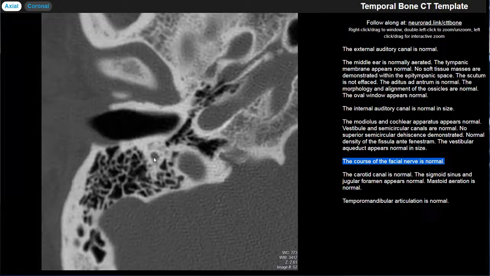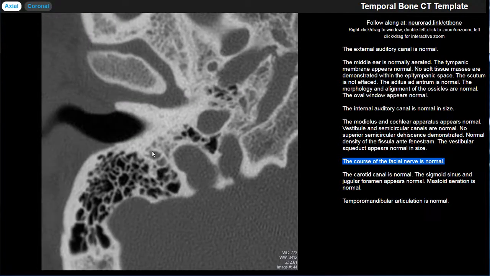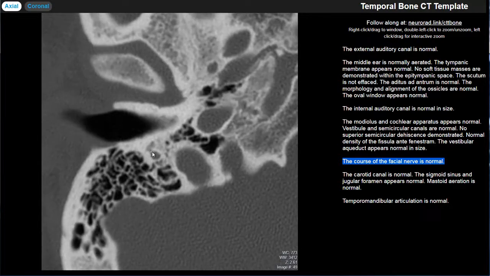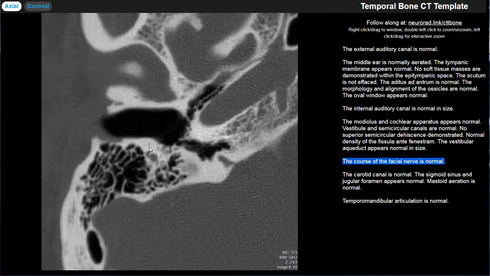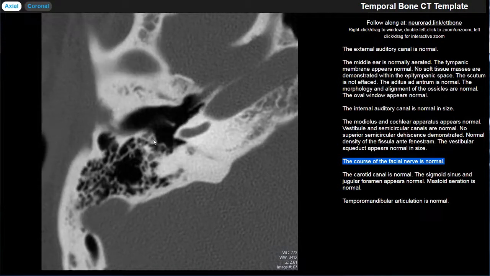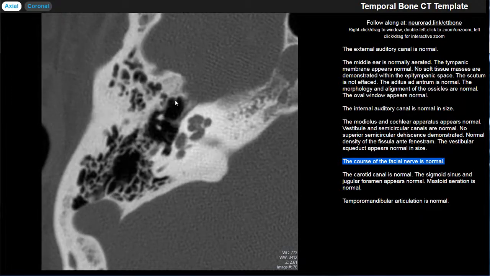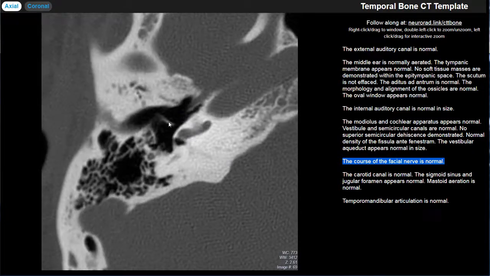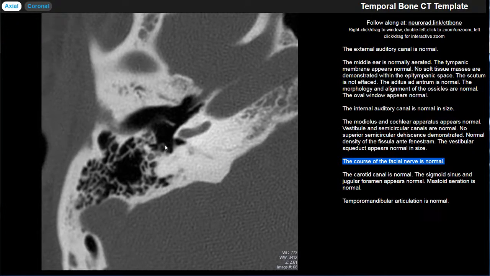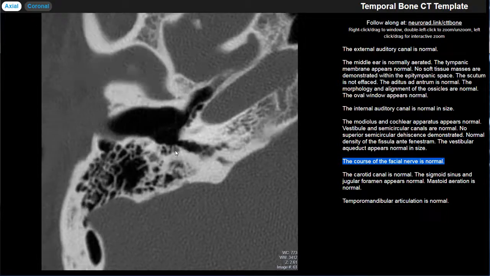Now, as a little bonus structure, occasionally you can make out a little structure coming off of the facial nerve, you see here, that courses superiorly and actually enters into the middle ear, and on this study you can actually see a tiny wisp of it. That's actually the chorda tympani nerve. It's going to course between the malleus and the incus and exit through the petrotympanic fissure to join the lingual nerve and supply taste from the anterior two-thirds of the tongue.